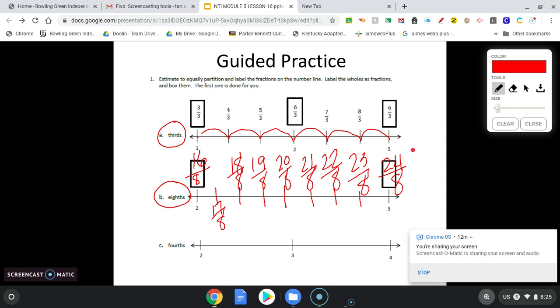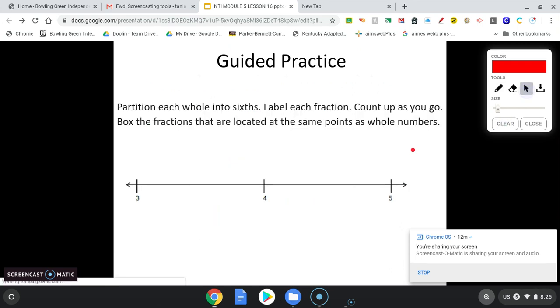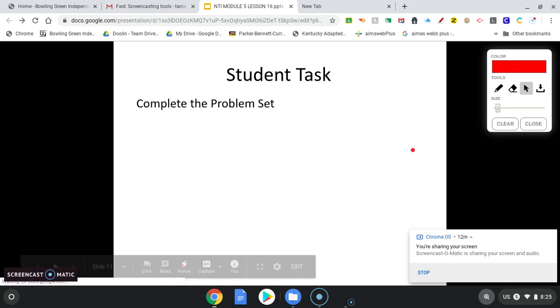If you would like, you can continue and do fourths by yourself. I know you can do it, and you will do a great job. Okay, you can also work on this problem by yourself. Finish that one, take a picture, and send it to me, and I will see how you did.